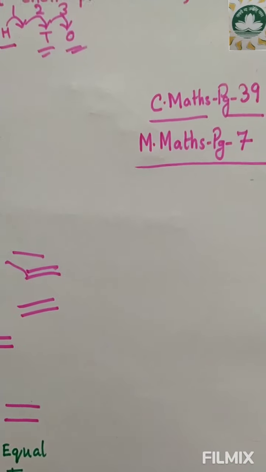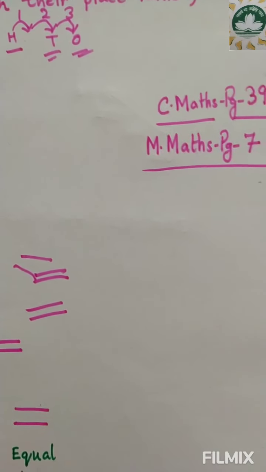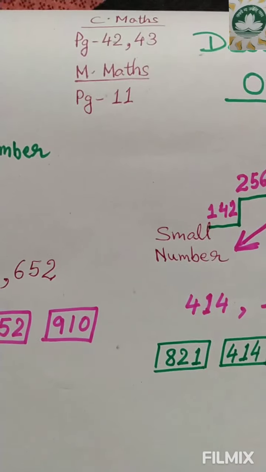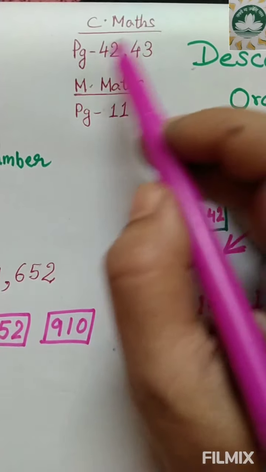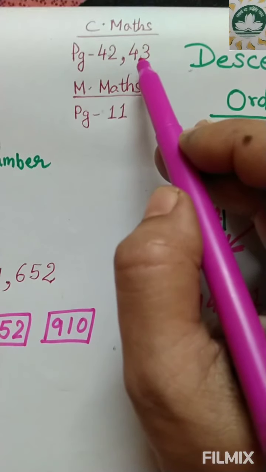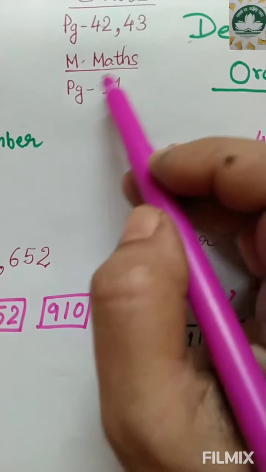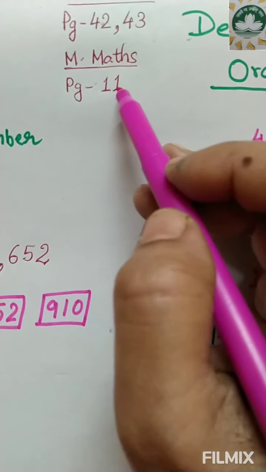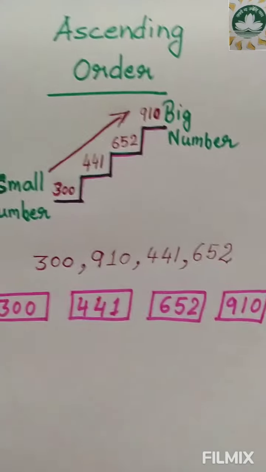So taking care of this, you will solve page number 39 of composite maths and page number 7 of mental maths. We will now do composite maths page 42, 43. That is ascending order and descending order, and mental maths we will do the same, page number 11. That also is related to ascending and descending order.